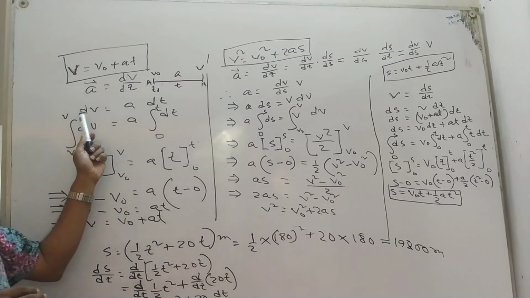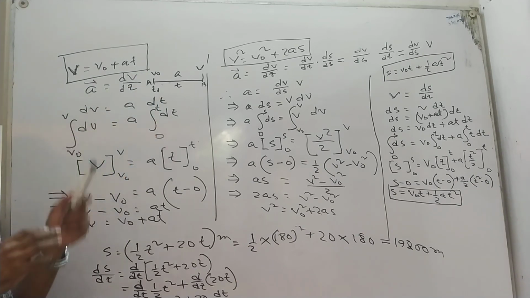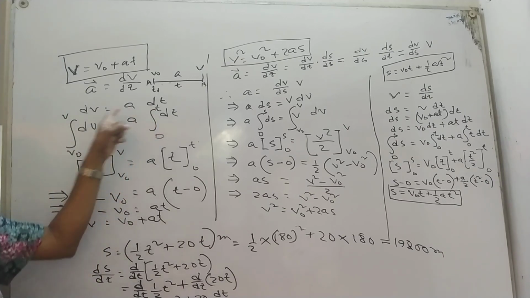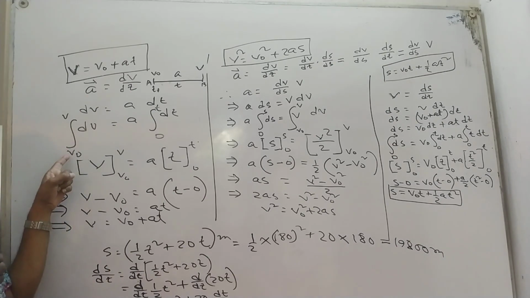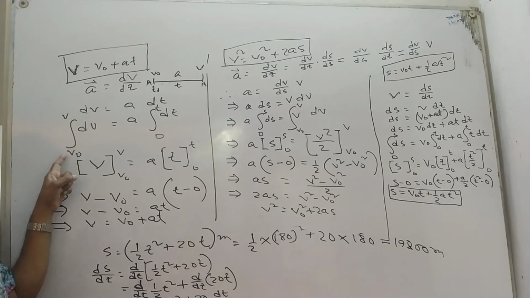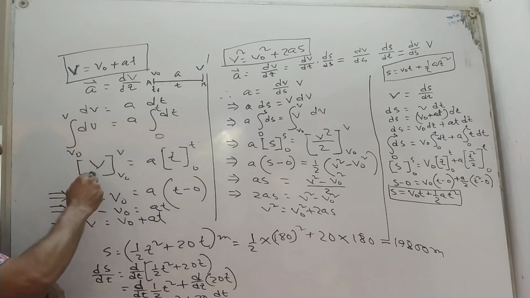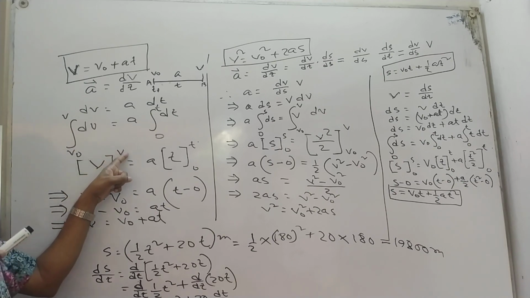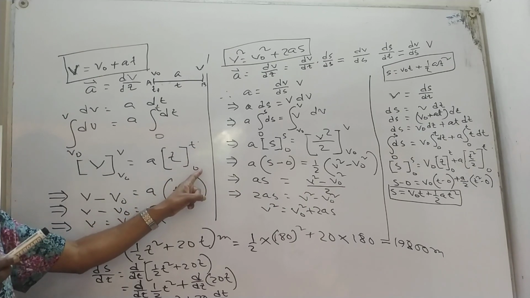So we can write a equal to dv by dt, and by cross multiplication we will have this. Now if we integrate it within the limits v naught to v and 0 to t, where v naught is the initial velocity and v is the final velocity, we will have this according to the calculus, where v is the upper limit and v naught is the lower limit.